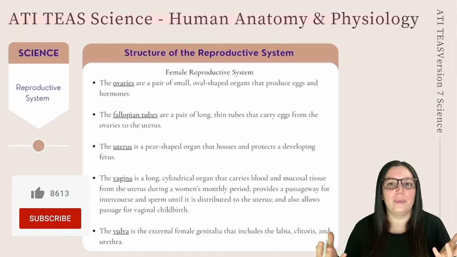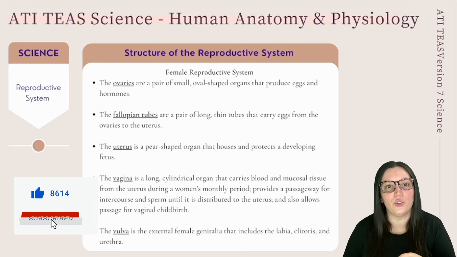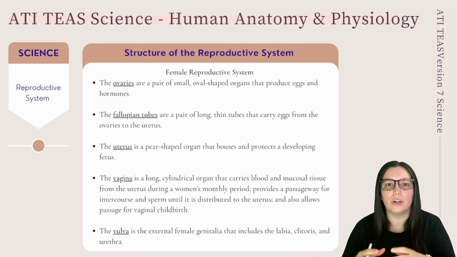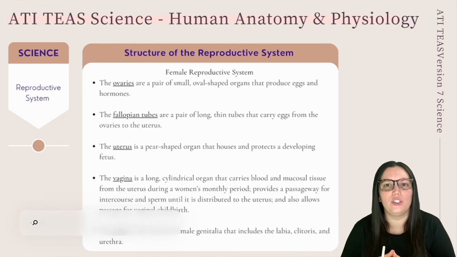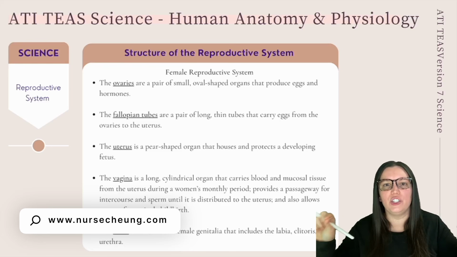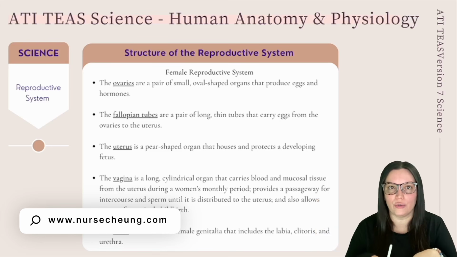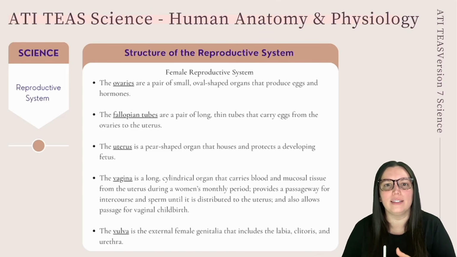So the female reproductive system is made up of ovaries, fallopian tubes, the uterus, vagina, as well as the vulva. The ovaries are a pair of small oval-shaped organs that produce eggs and hormones. The fallopian tubes are a pair of long, thin tubes that carry those eggs from the ovaries to the uterus. The uterus is a pear-shaped organ that houses and protects the developing fetus.